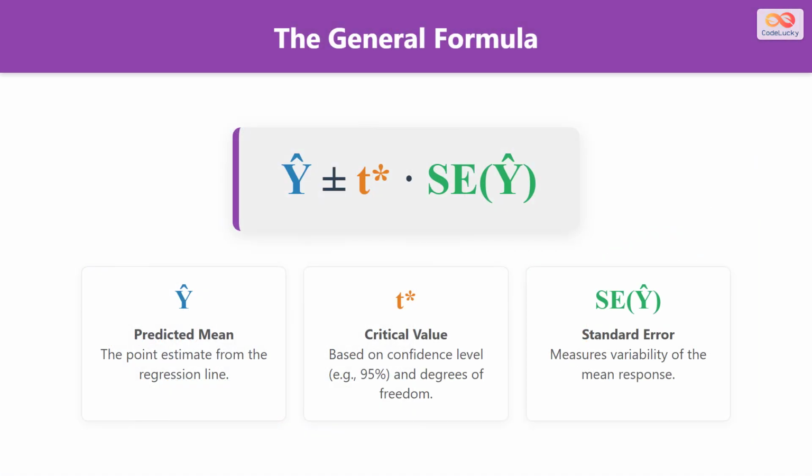Here is the general formula we use. It consists of three parts. First, y hat, which is our predicted mean. Second, t star, which is our critical value based on our confidence level. And third, the standard error of y hat, which measures the variability of that mean response.